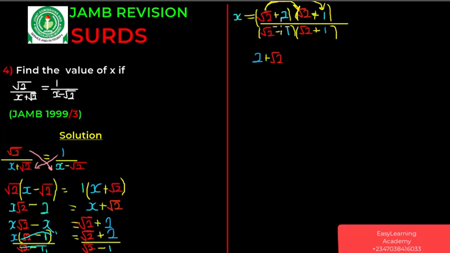We're done with that. Then we get to the next one, 2 times square root of 2, that will be 2 with the sign plus 2 square root of 2, so we have it as plus 2 square root of 2, and then 2 times 1 will give us 2, so we now have it plus 2.